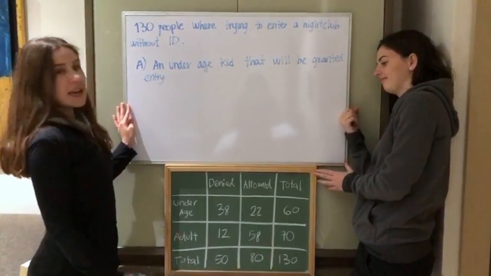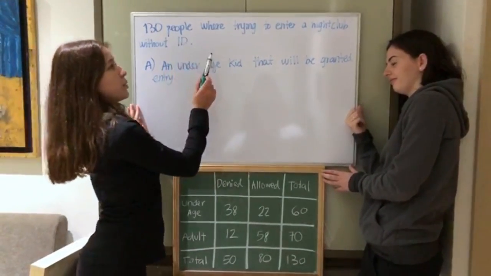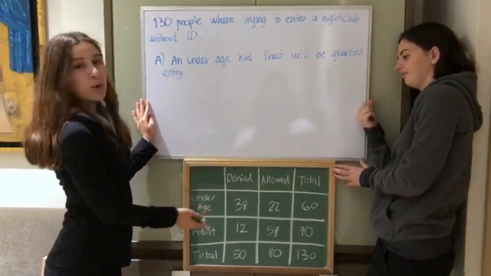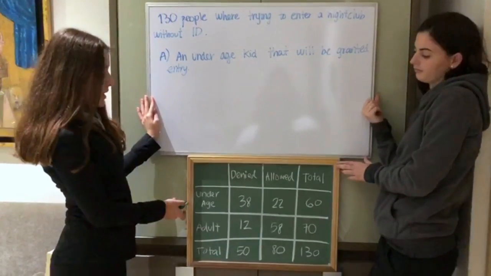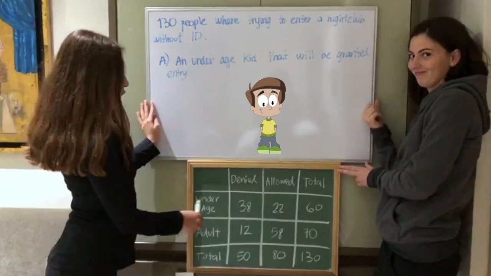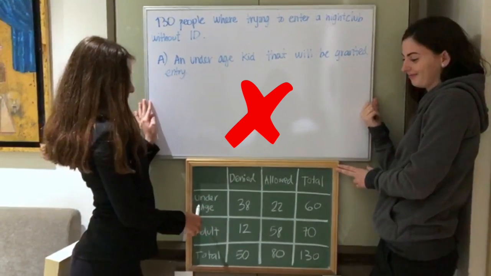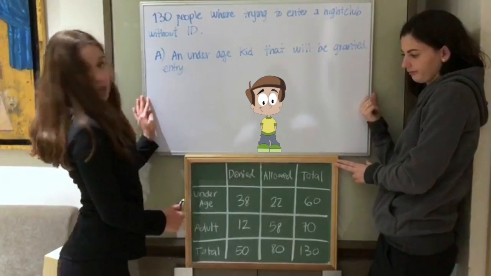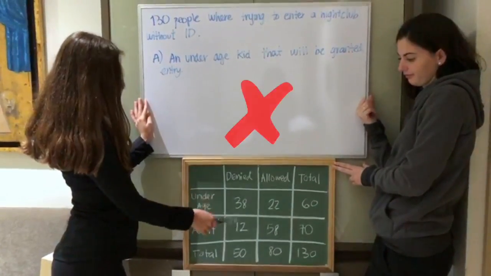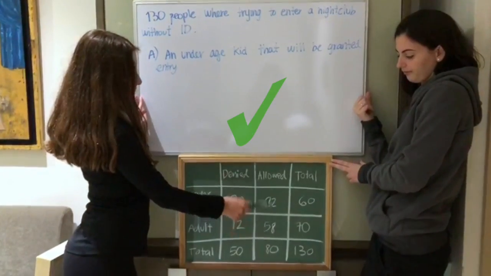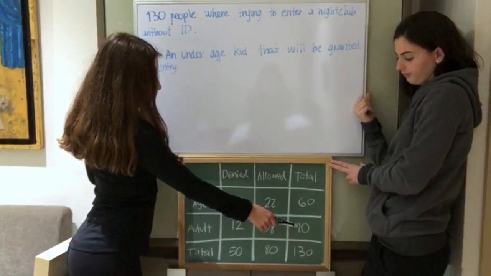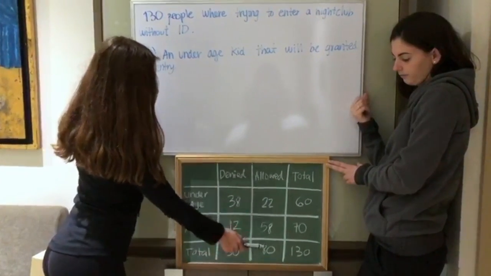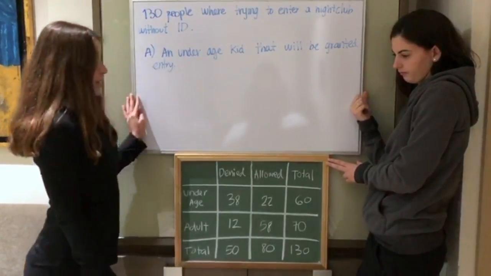A problem of probabilities. This problem is about 130 people that were trying to enter a nightclub without showing an ID. And this table was given by the problem. Under age, 38 were denied, and 22 were allowed. So there were a total of 60 underaged, and there were 12 adults that were denied and 58 that were allowed to enter, and the total of adults was 70. So the total of denied was 50, the total of allowed was 80, and the total of people was 130.